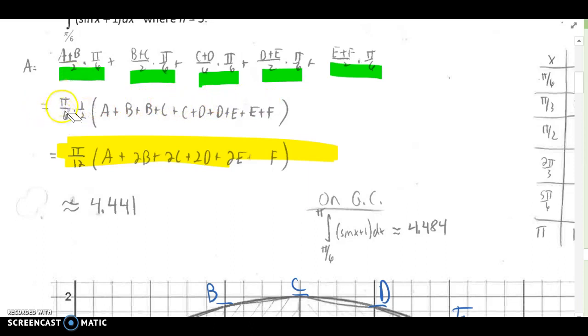Pi over 6 was factored out, that was our delta x. 1/2 because that was coming from the trapezoid, so this is really b minus a divided by 2n, which would simplify down to this.